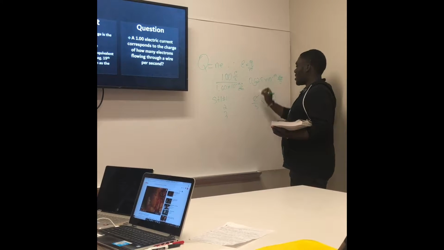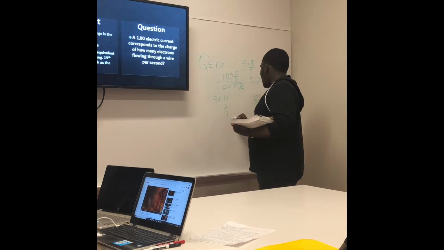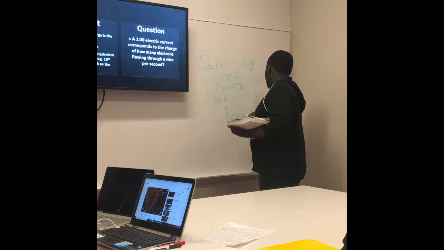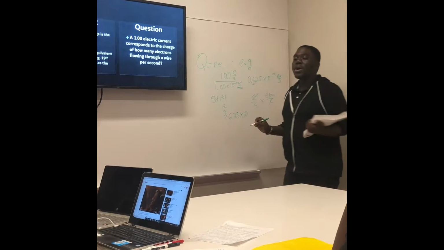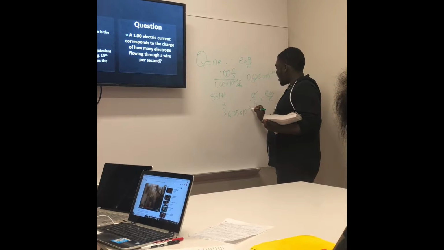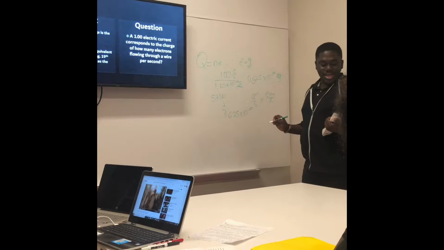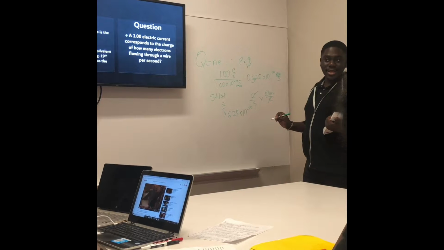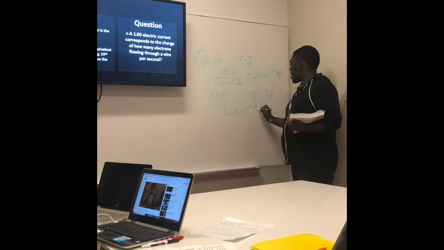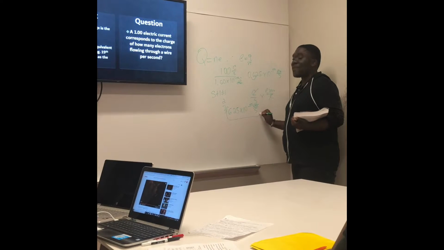Excellent. So now we have 6.25 times 10 to the negative what power, students? Negative 20. Correct, my students. And what's the unit? Electrons over seconds. Excellent, my students. We have our answer.